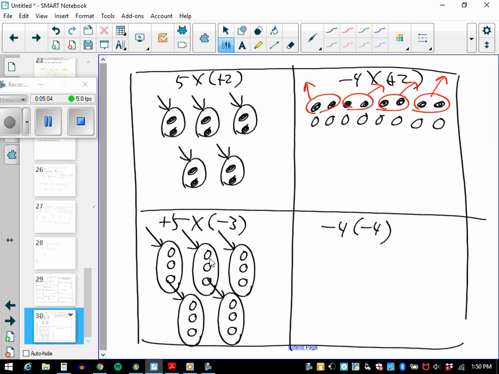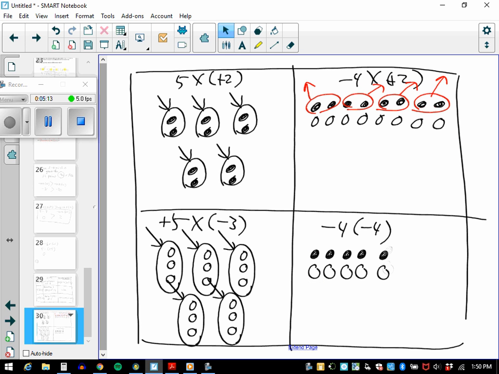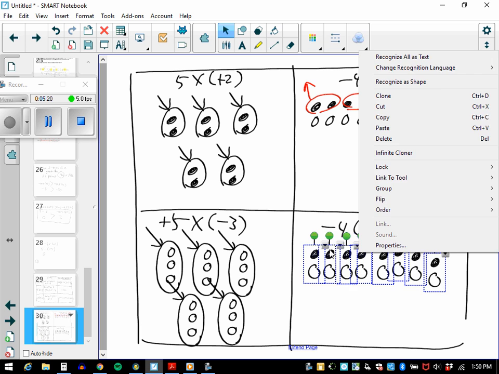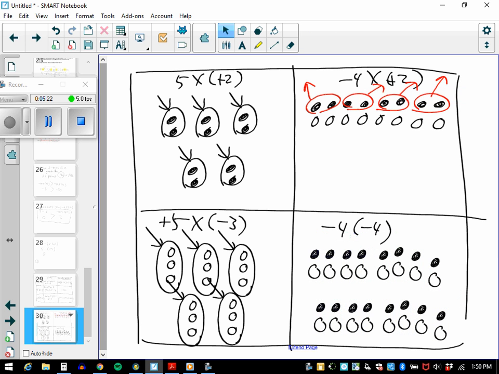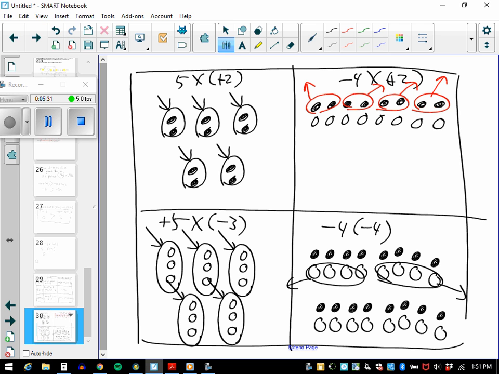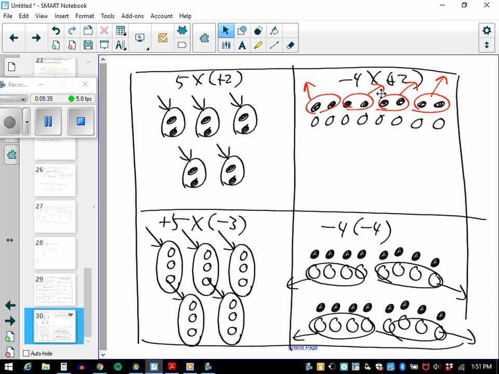And my last one, removing 4 groups of negative 4. I'm going to cheat here. I'm just going to do one of those and just infinite clone it. 1, 2, 3, 4, 5, 6, 7, 8. And then I'm going to get even more cheaty. I'm going to take all of them and clone them again and bring them down. What number is that? 0. Removing 4 groups of negative 4. Removing 1 group, removing 2 groups, removing 3 groups, and removing 4 groups leaves me with 16.